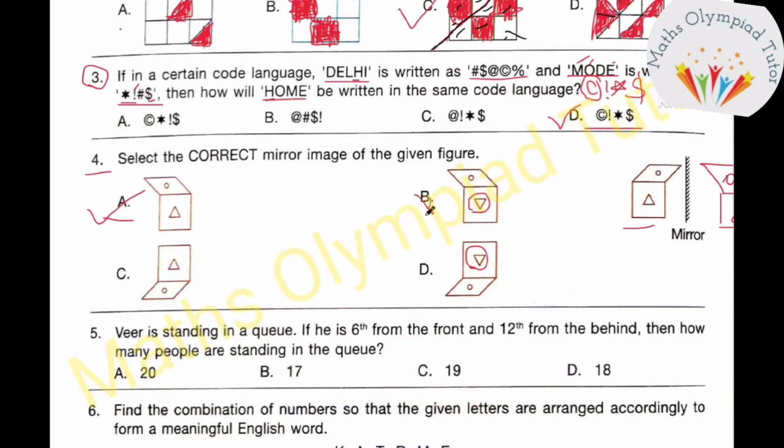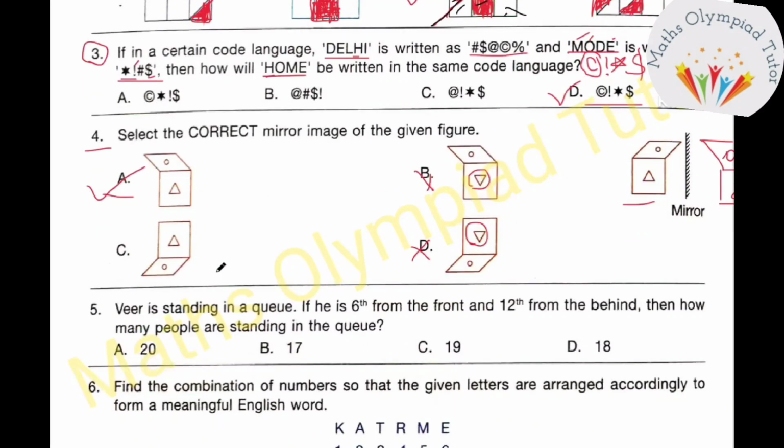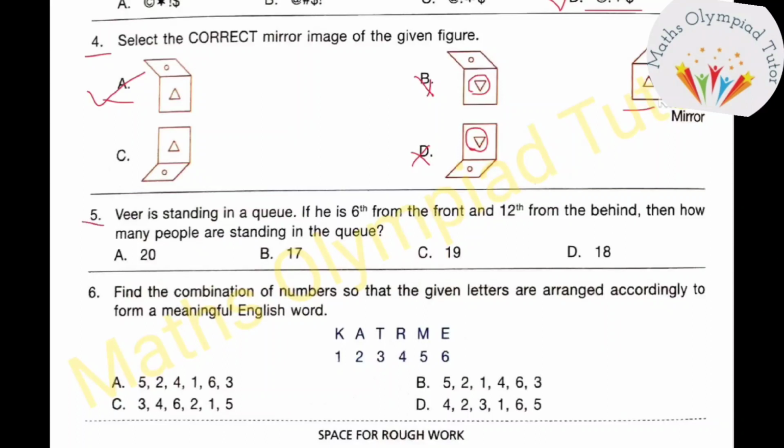So we cannot choose this and this. These are clearly ruled out. The same mirror image is here in option A. We are going to select option A. Okay, the next question, question 5.